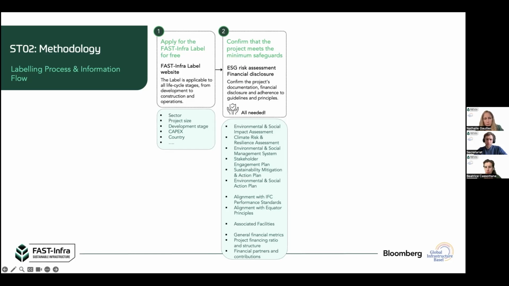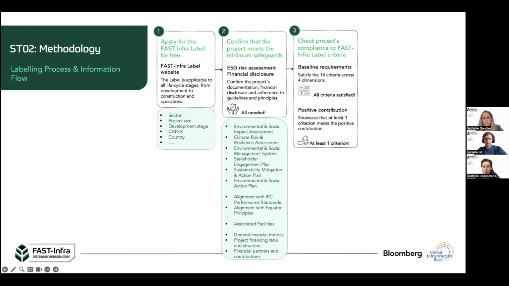And finally, we have some financial disclosure questions like general financial metrics, the financing ratio and structure of the project, and who are the financial partners and what contributions. The third step is then going into the details of the criteria.